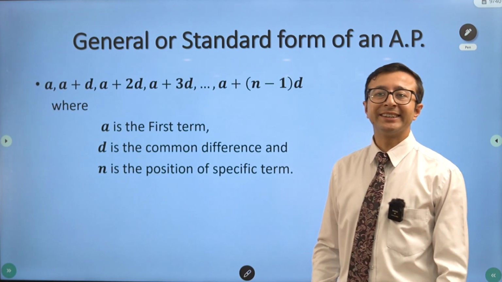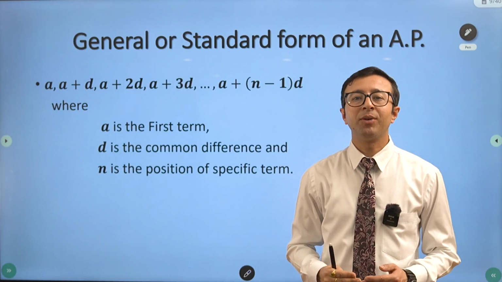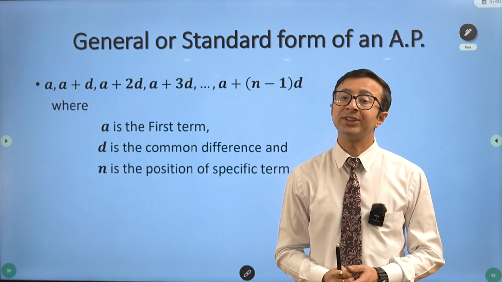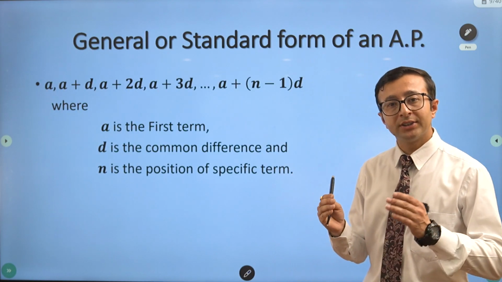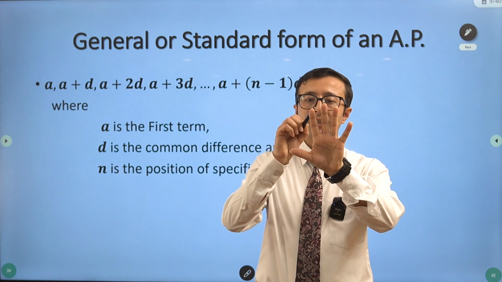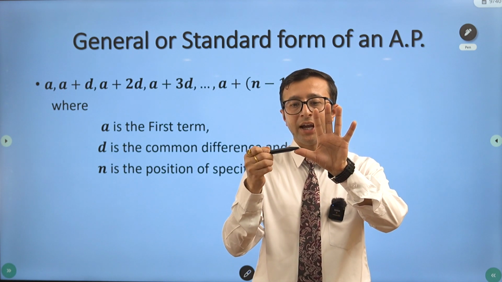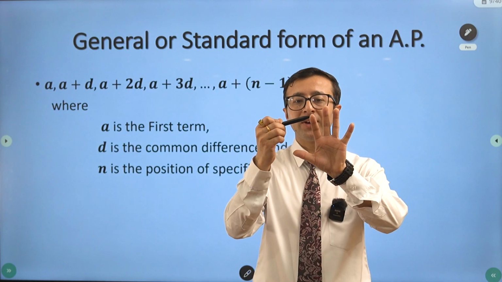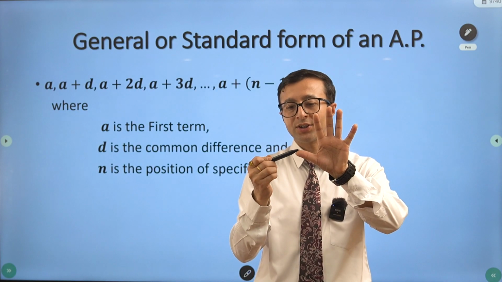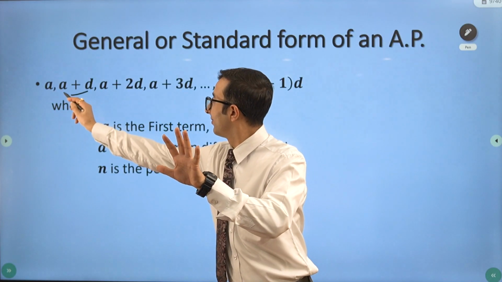Topic: the general or standard form of an AP. How to represent some AP in a general form, how to generalize the AP. The simple thing is that, just look here. Just count it down: first, second, third, fourth, fifth term. Suppose you know this value and you know the gap. Then how can we obtain this second term? First term plus common difference, you will be getting the second term.